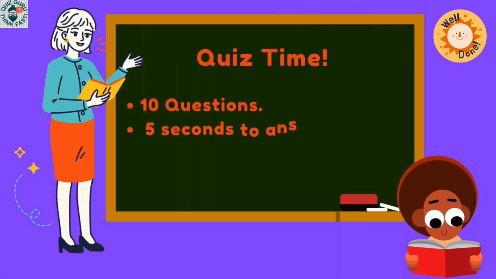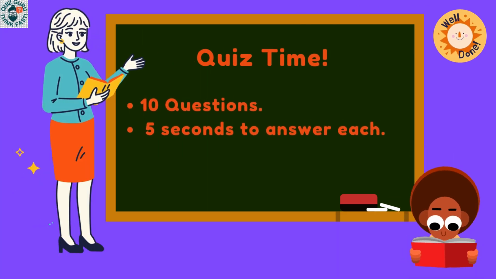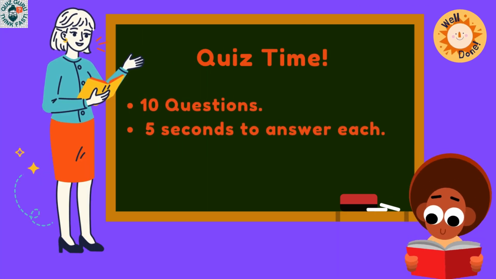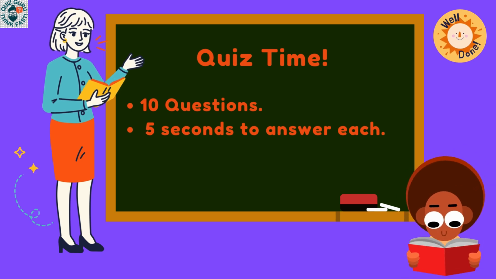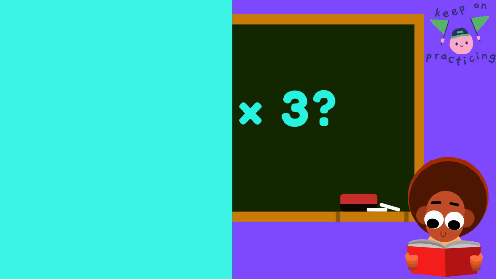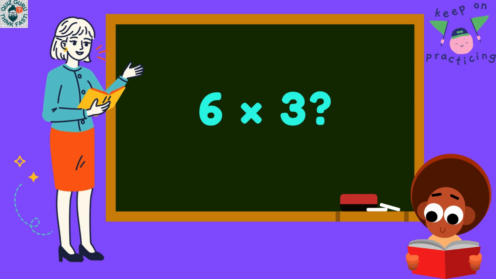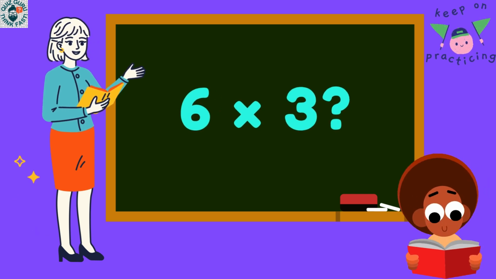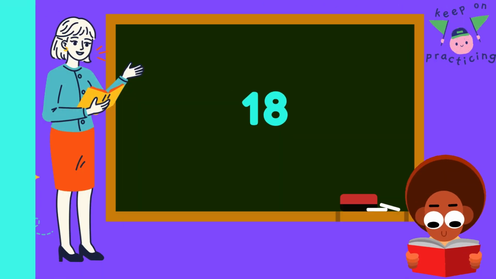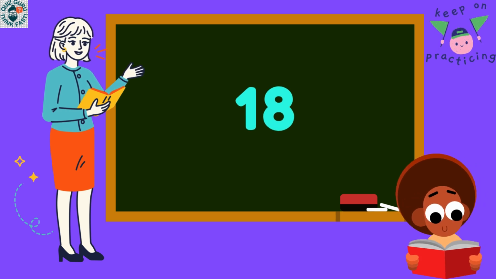Ready to test your 6 times table speed? I'll ask you 10 questions, each with only 5 seconds on the clock. Let's begin. What is 6 times 3? It's 18.